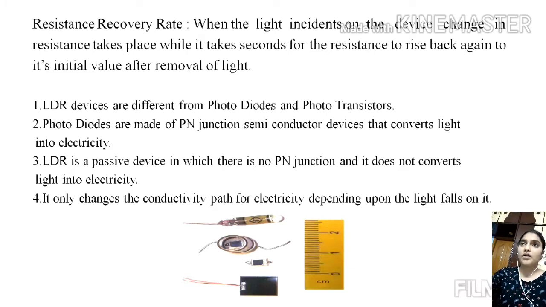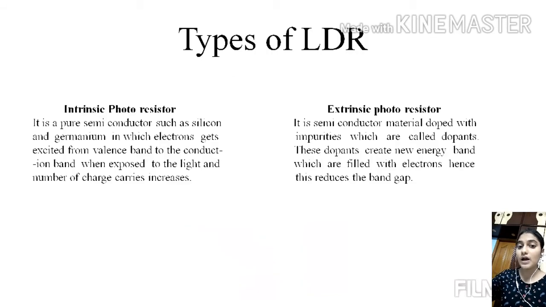Now there are different types of LDR sensors. There are two types based on the materials used. They are classified into intrinsic photoresistors and extrinsic photoresistors. I also told you LDR is also called a photoresistor. Now let's see what an intrinsic photoresistor is. These sensors are made with pure semiconductors such as silicon and germanium. You all know they are the best examples of semiconductors.